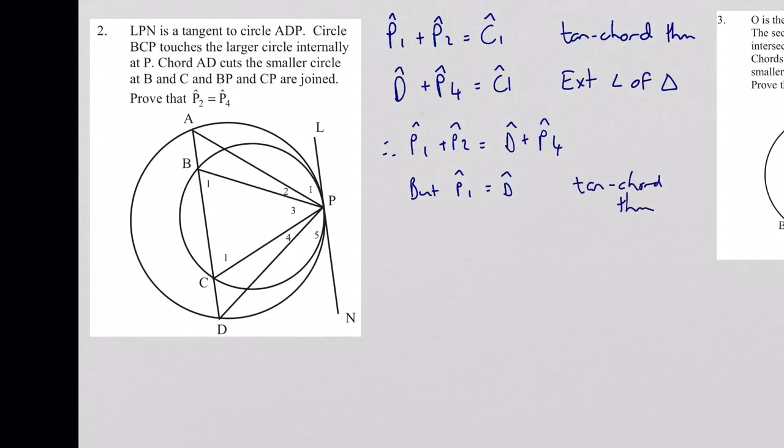And that means if P1 is equal to D, we could effectively replace the P1 here with D, and then we'd have D there, we'd have D there, and we could then cancel them. So then we'd be left with, therefore, P2 equals P4.